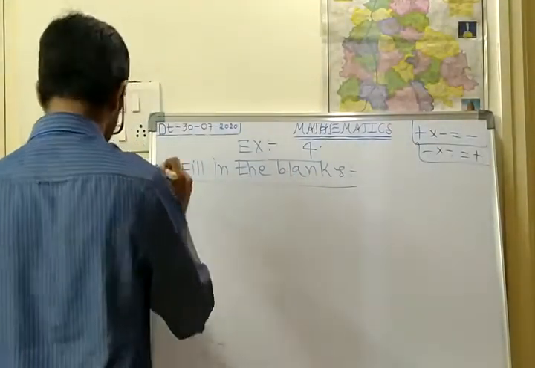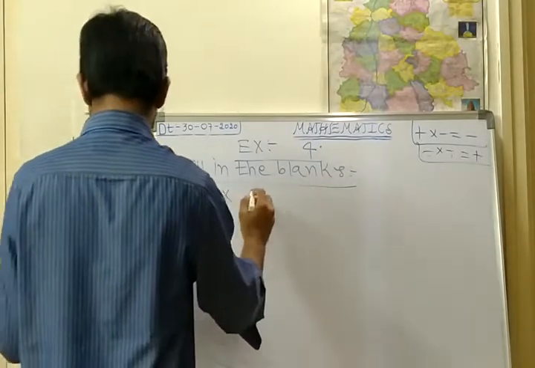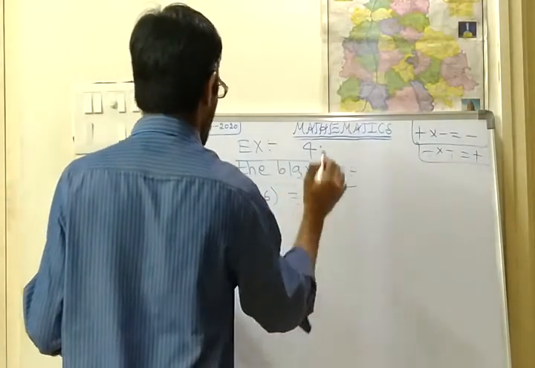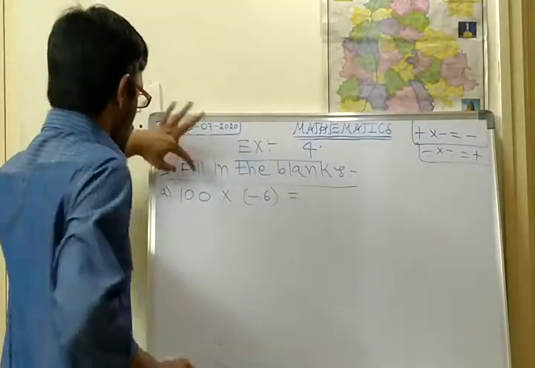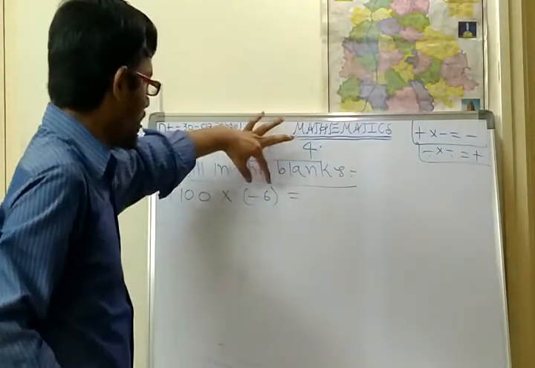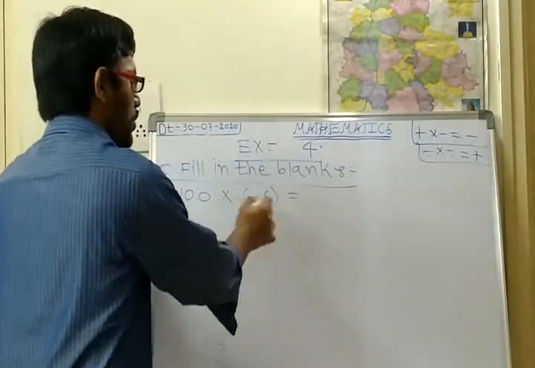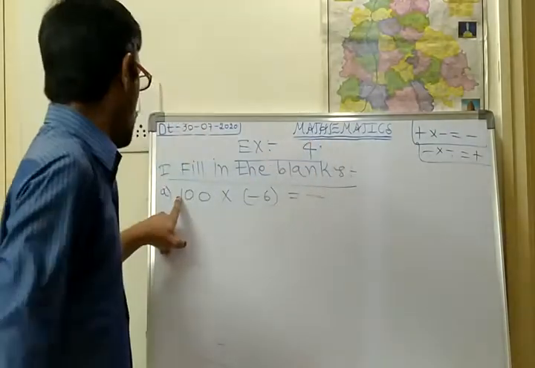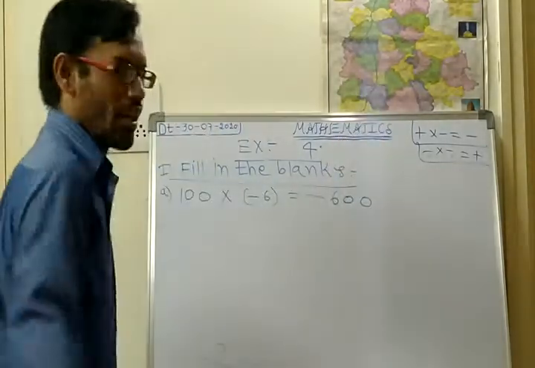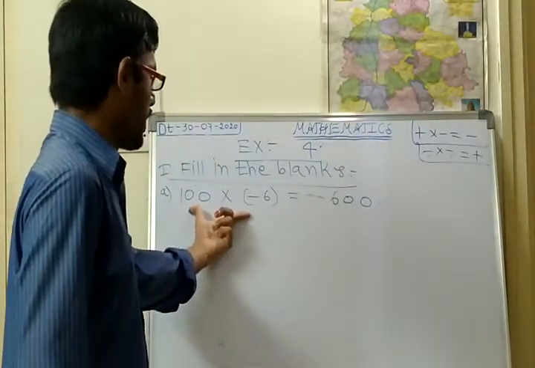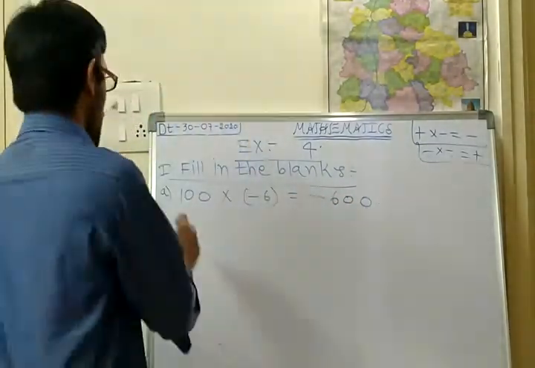The first one is 100 into minus 6. So what is the answer? The first one is a positive integer, the second one is a negative integer. Positive into negative, the product is negative only. So 100 into 6 is 600. Only two integers are there, and plus into minus is minus. So like this is the answer.